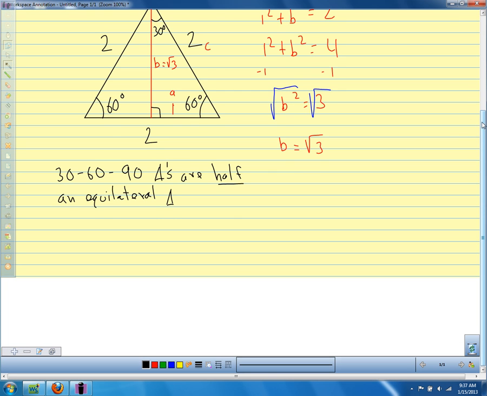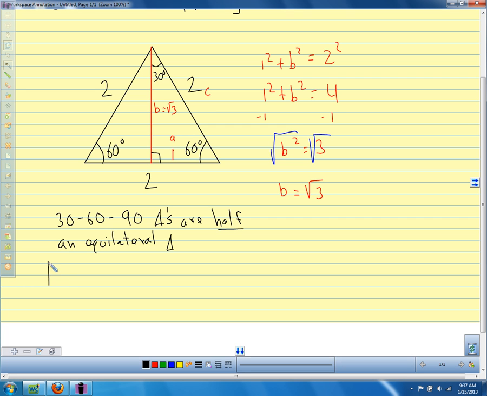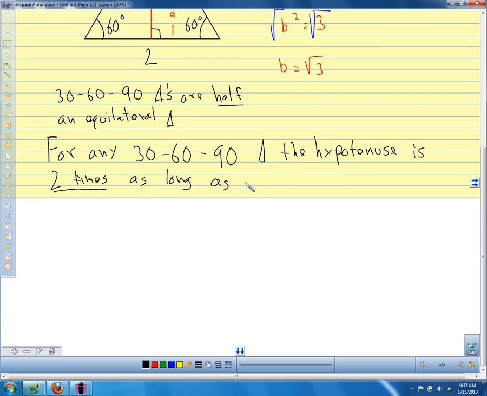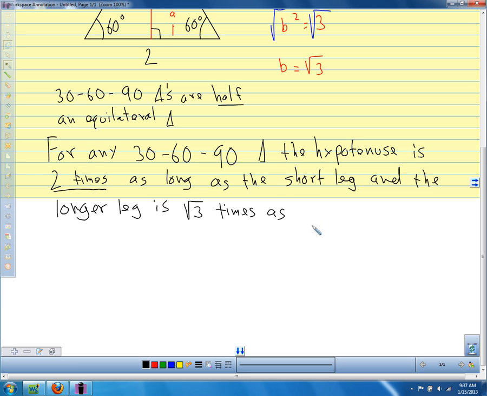So our rule for 30, 60, 90 triangles, in words, we're going to say for any 30, 60, 90 triangle, the hypotenuse is 2 times as long as the short leg, and the longer leg is square root of 3 times as long as the short leg.